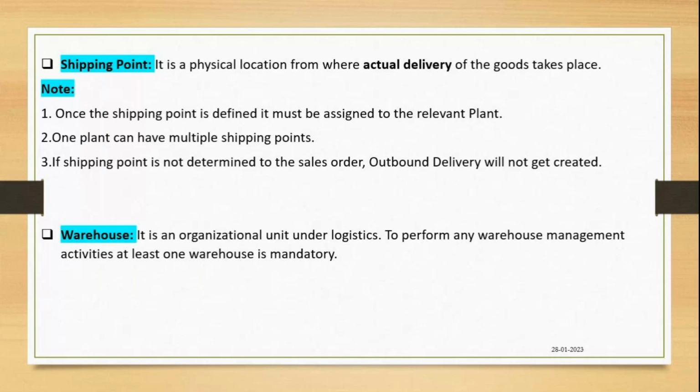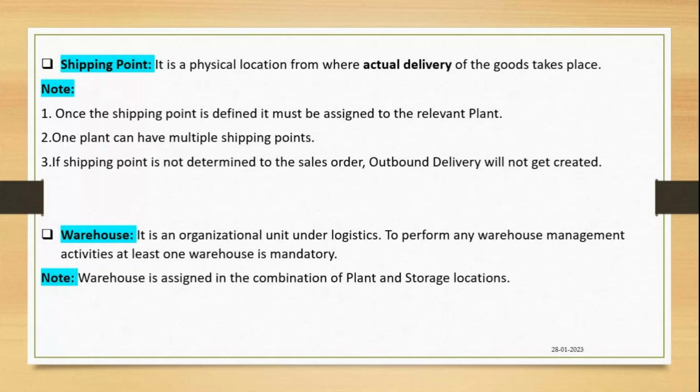See, more or less, the plant and warehouse have a similar nature. In some places I consider only the plant as a warehouse or warehouse as a plant, something like that. So both are the same. But in the system we define the warehouse, and it is assigned in the combination of plant and storage locations. If you define it, this assignment is mandatory.